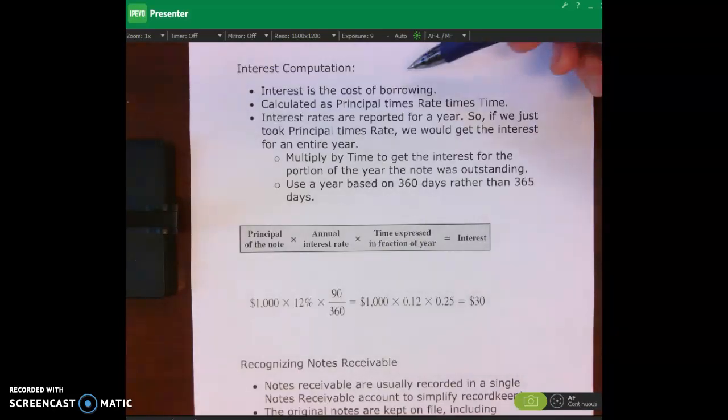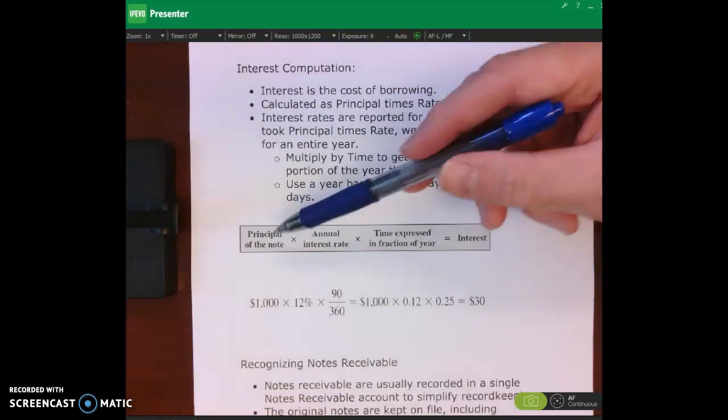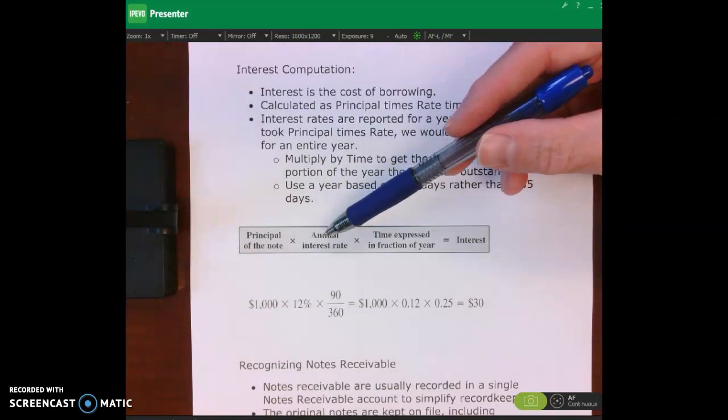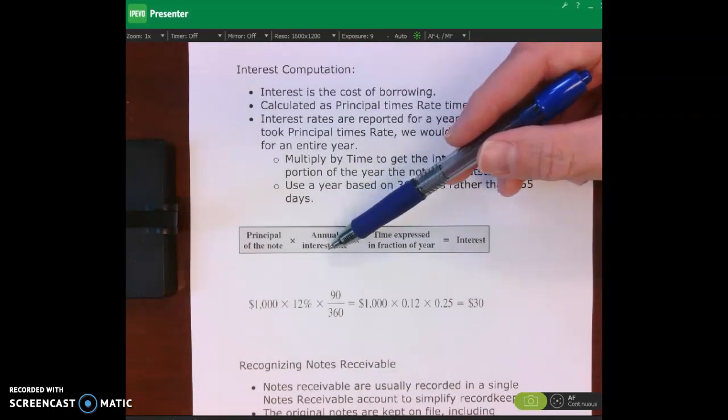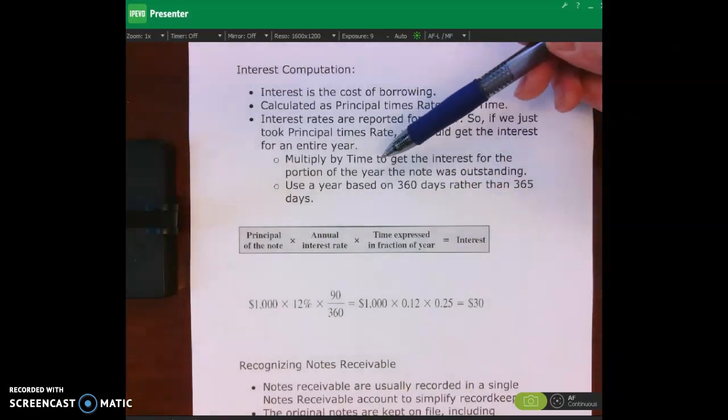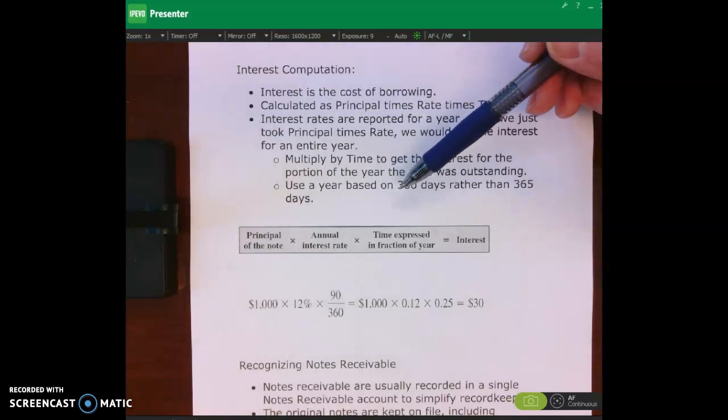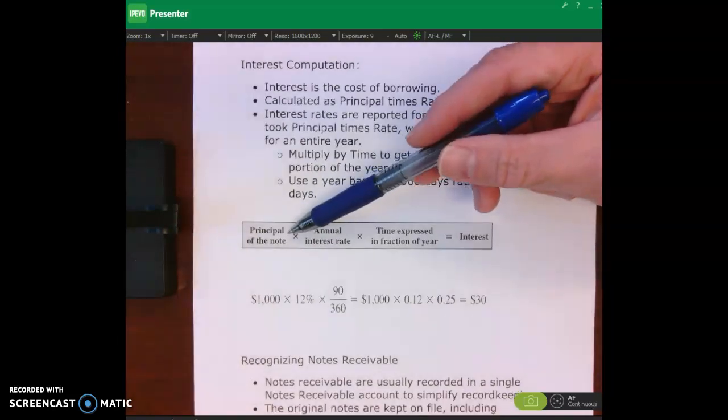So what we're talking about over here is calculating interest revenue, right? So how do we do that? Well, we talked about this back in, I believe it was probably chapter 3, when we were talking about calculating interest expense. In this case, we're talking about interest revenue. So it's the exact same formula. We can see that in this figure right over here.